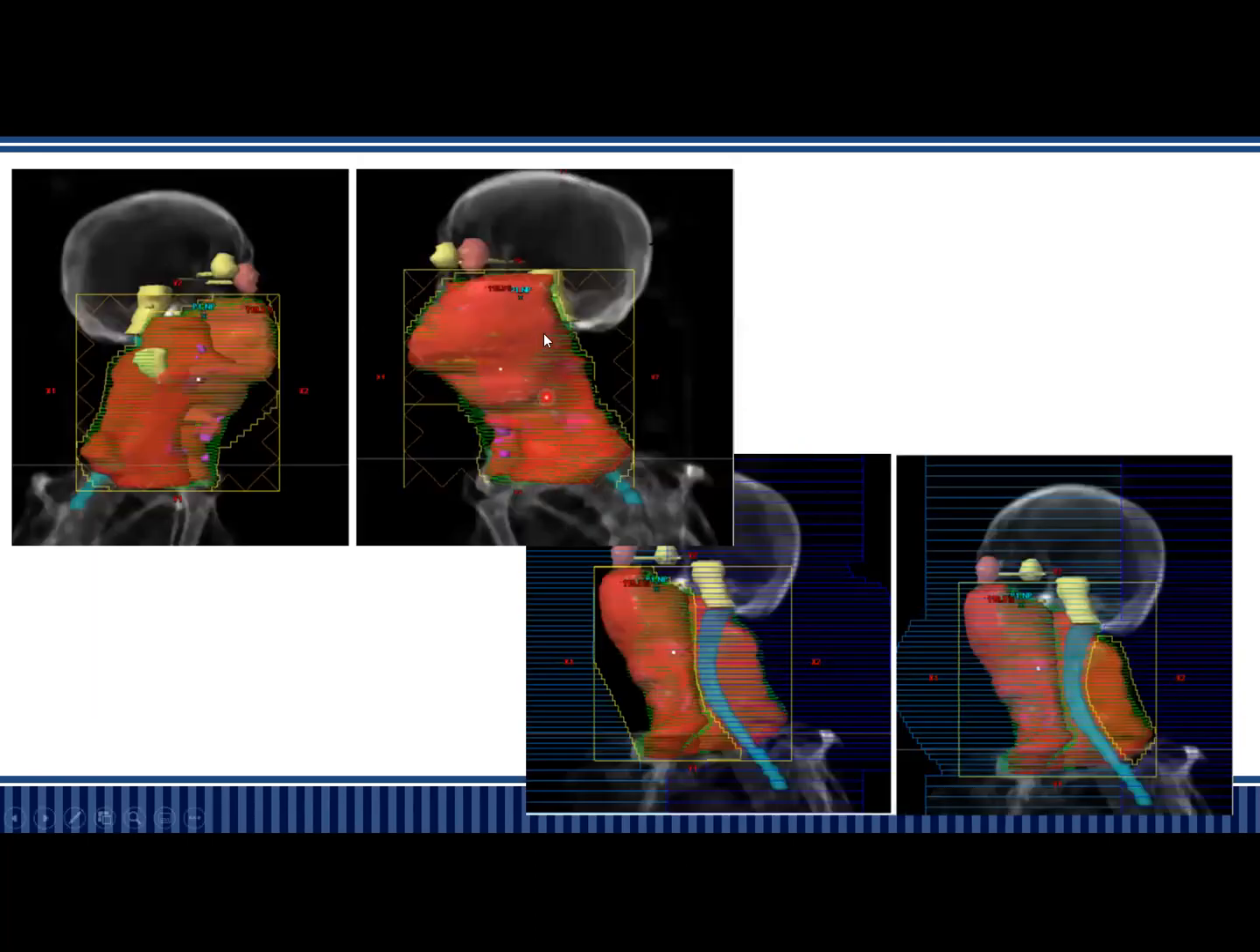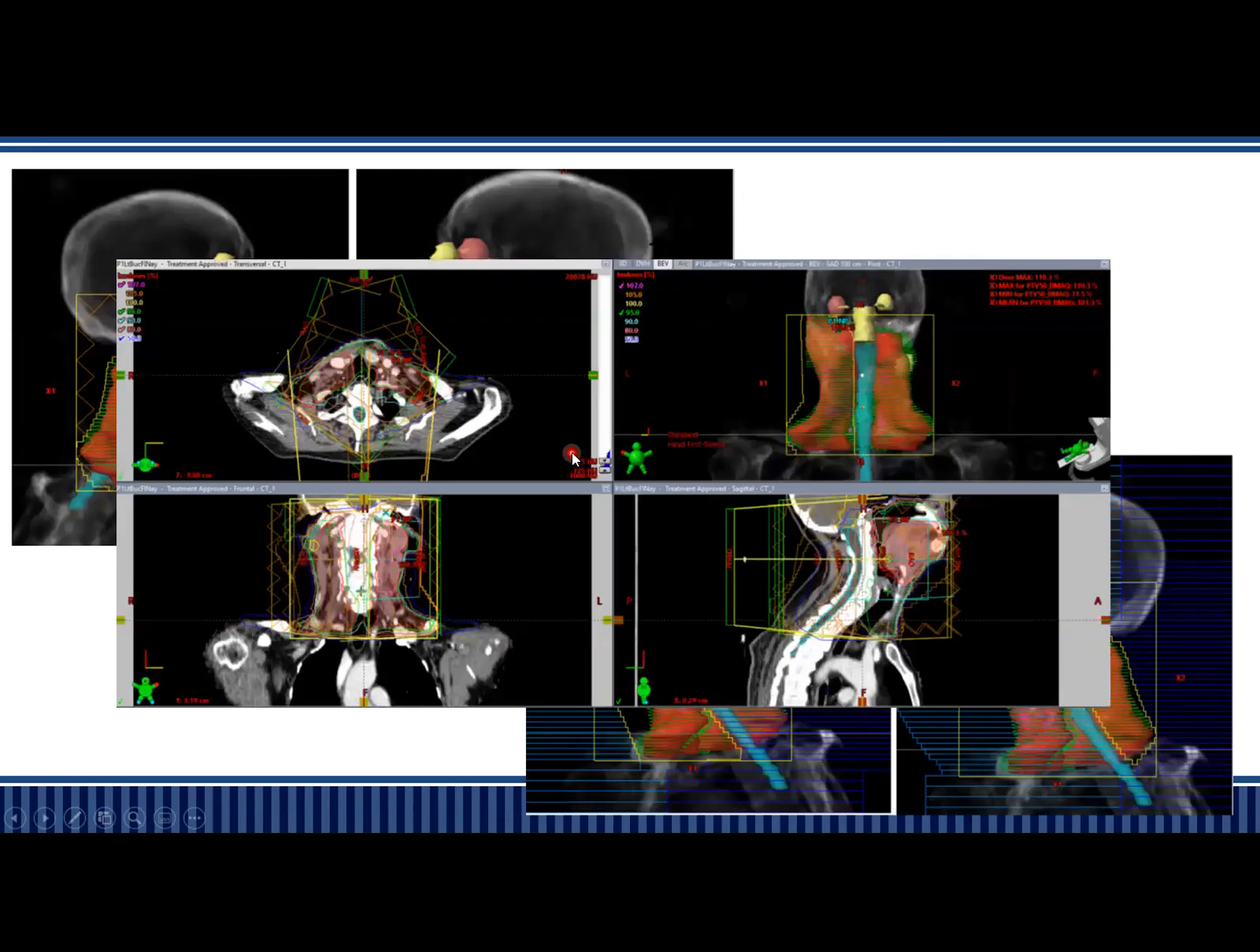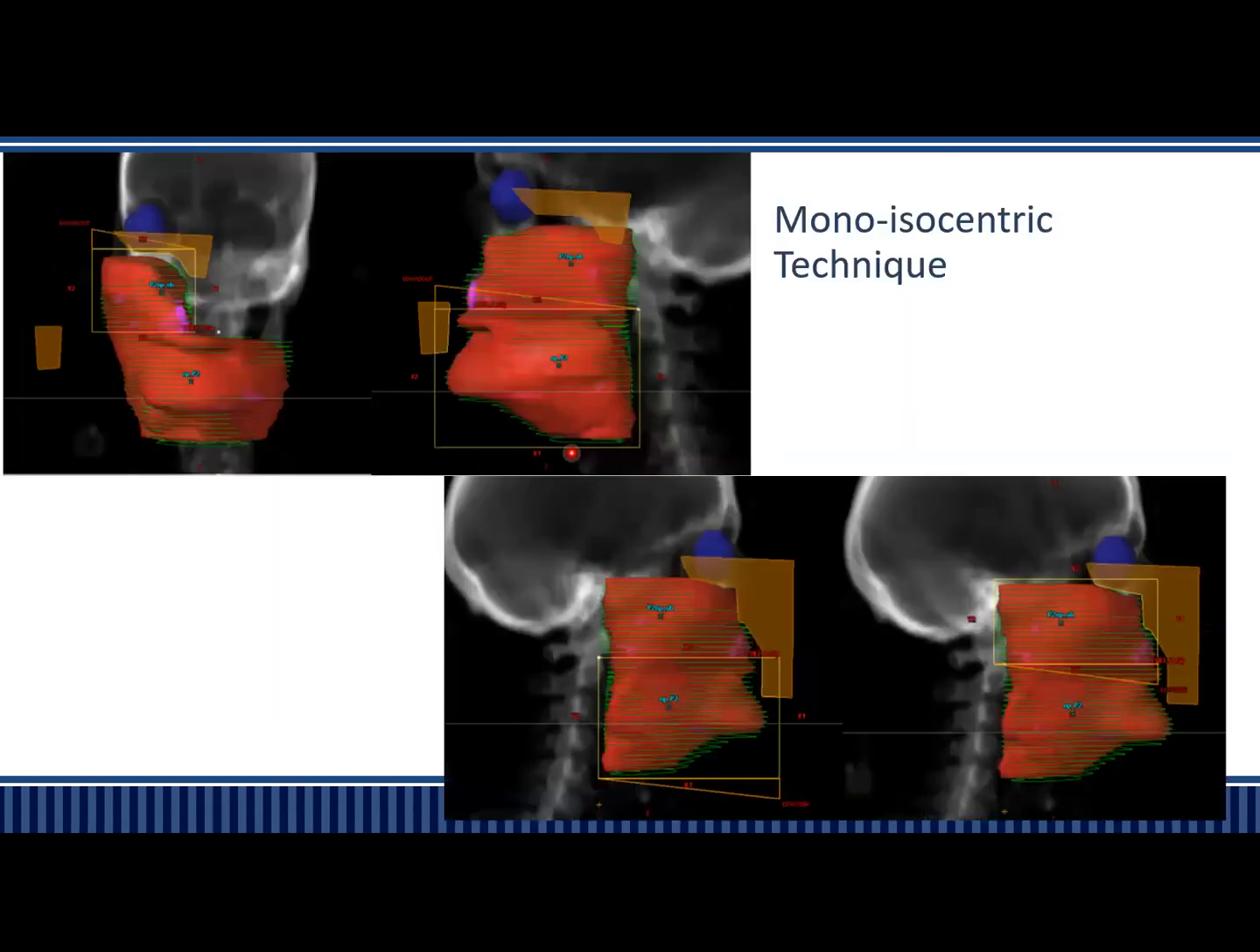And this is without the monoisocentric technique, but the volume has to be ideal. The lower neck volume is not much extended inferiorly. And this is also another good plan. Another use of the monoisocentric technique: if the volume is changing on the slice, one can avoid this region.